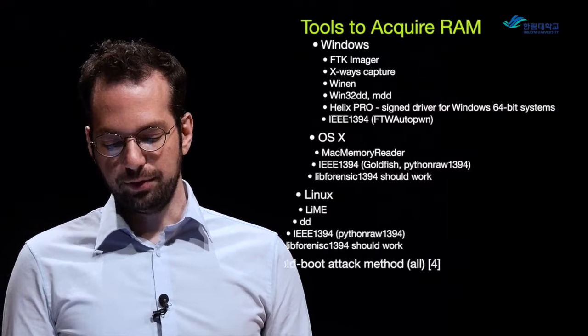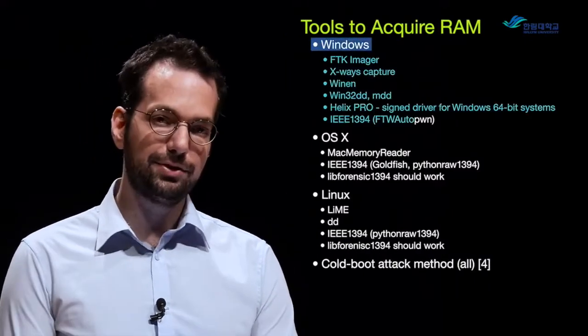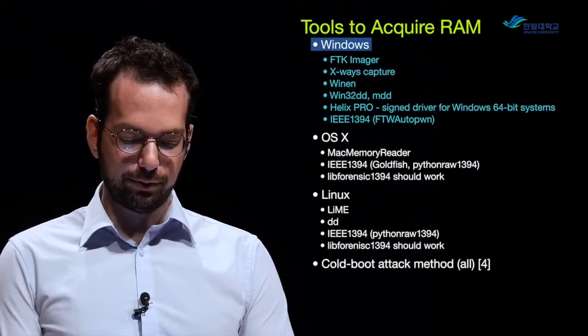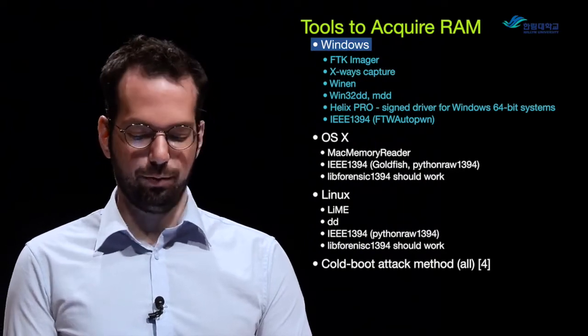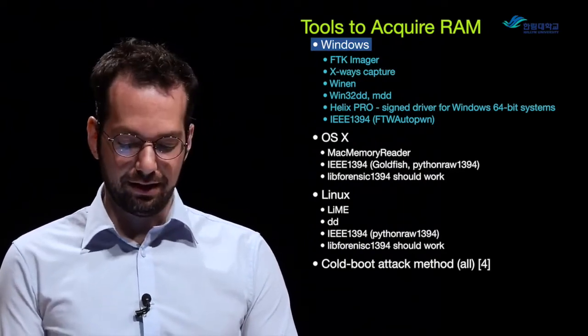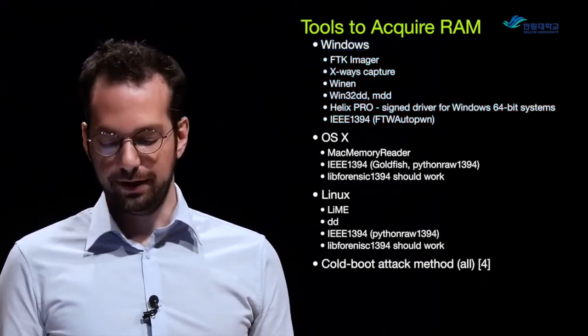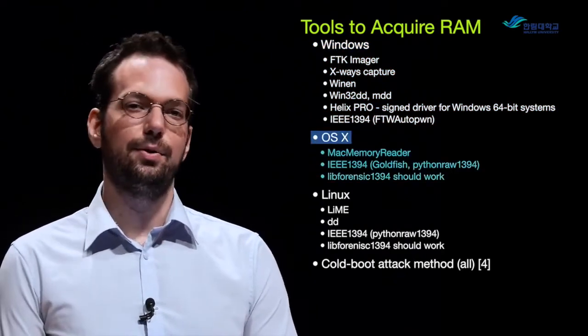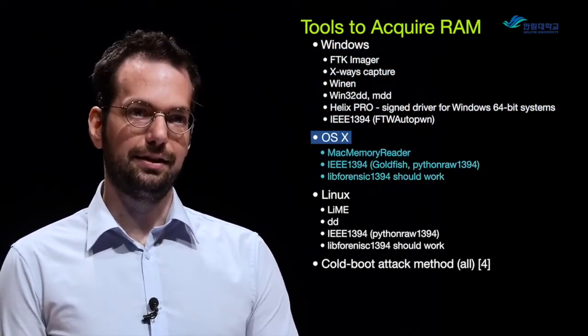Okay. So some tools to acquire RAM. Again, this is also pretty much for your reference. I will upload the tools that we're going to use on the classroom, but some of the more popular tools for Windows are FTK Imager, which we will use, X-Ways, Capture, WinIn, Win32DD and MDD, Helix Pro, and of course FireWire. For OS X is a little bit more difficult, like I said.